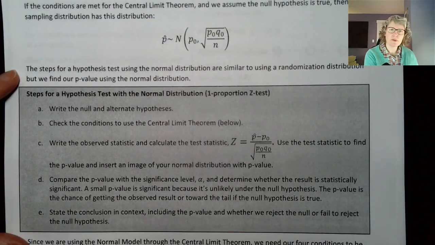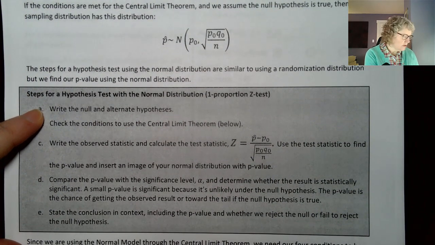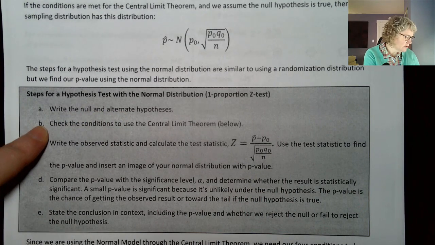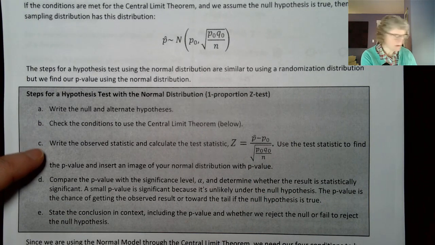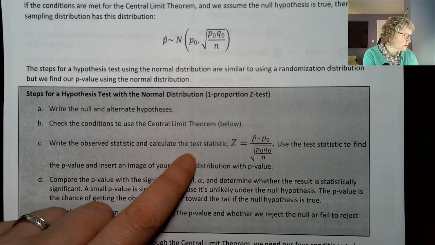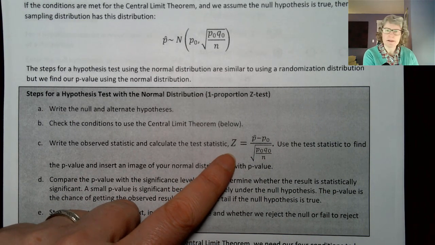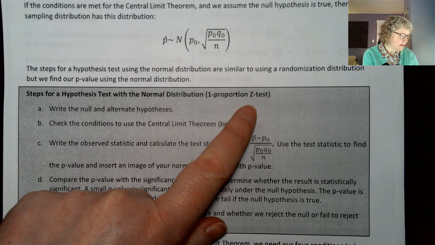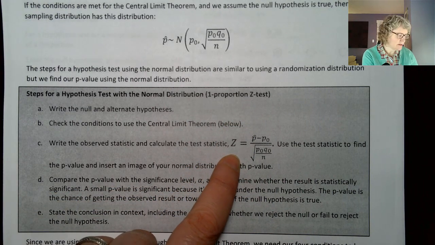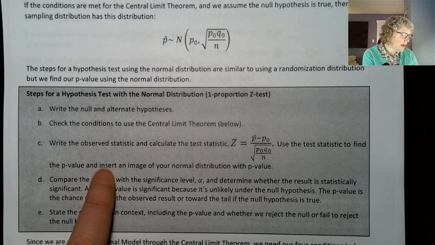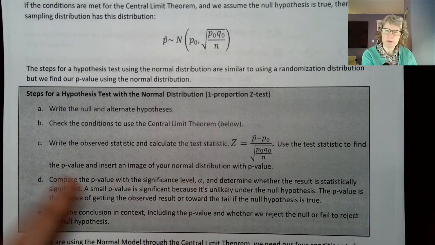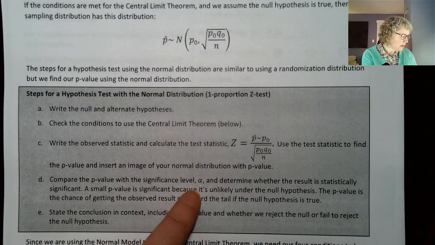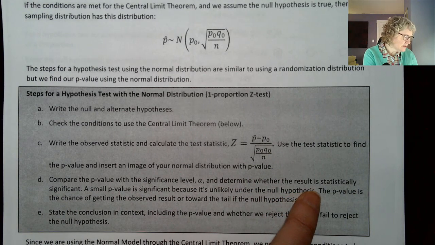So here are the steps. Let's go through these. We're going to write our hypotheses, same as before, null and alternate hypotheses. Then we're going to check the conditions, which we did for confidence intervals. They're the same conditions. Then we're going to write our observed statistic and calculate the test statistic, which in this case is a z-score. That's why it's called a one proportion z-test, because our test statistic is a z-score. And using that, we can find our p-value, and we can also get an image, if needed, of that p-value with the normal distribution.